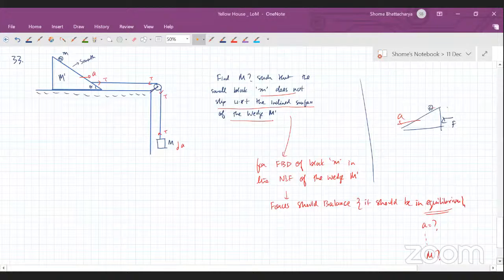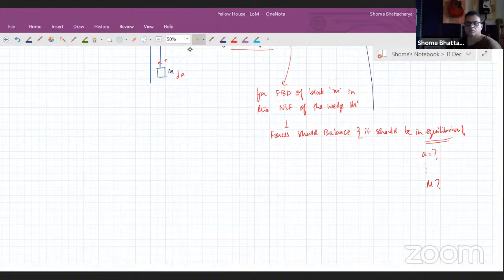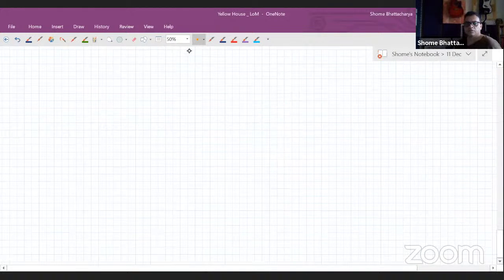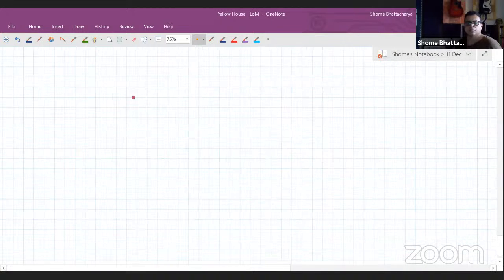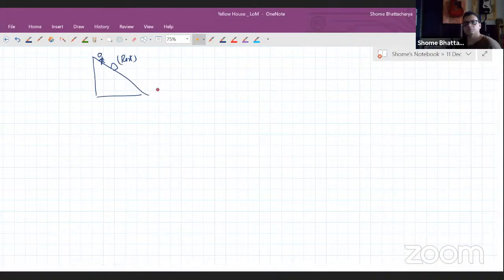Okay, so anybody got the value of A from the free body diagram? So let's discuss. See what is happening if you are in the non-inertial frame of the wedge. Okay, so basically you are standing on the wedge, and with respect to you, what is happening? This block is not moving; it's at rest. Okay, but remember, you yourself are moving with an acceleration like this. Okay, so when you make the free body diagram of the block in your frame, that is the frame of the wedge, which is a non-inertial frame.